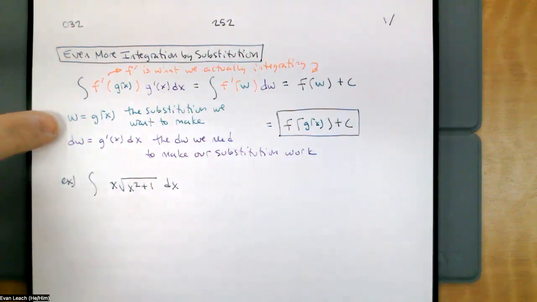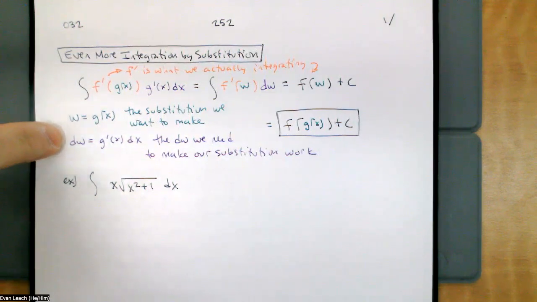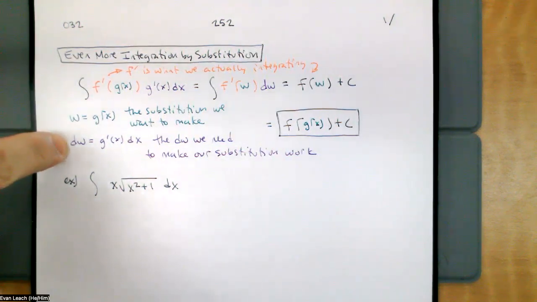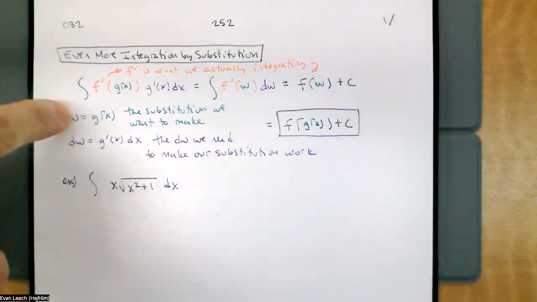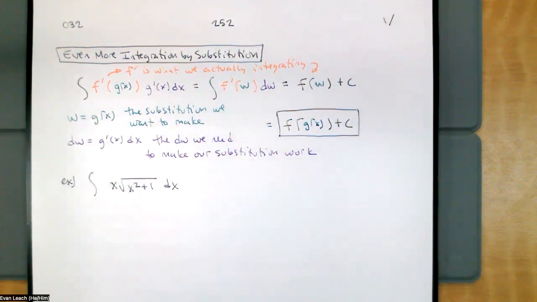We're trying to figure out what substitution we want to make and what other parts we need to make that substitution work. So once we decide on what our substitution is going to be, we have to be aware of what our dw needs to be to make that substitution work. What do we want to do and what do we need to make that go?